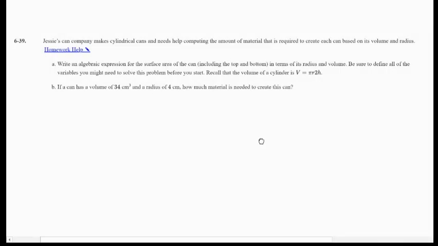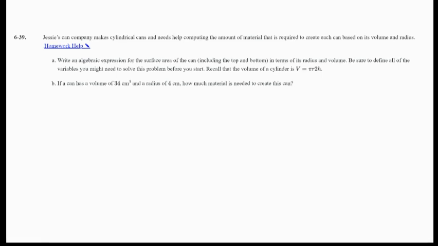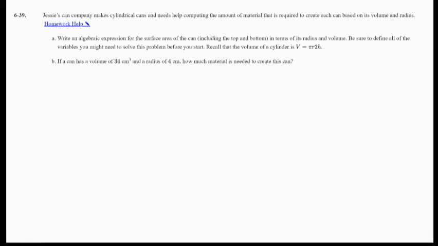All right, so this one talks about how Jesse's Can Company makes cylindrical cans and needs help computing the amount of material that is required to create each can based on its volume and radius. So let's take this really slow and really understand what this problem is asking, because the first part says write an algebraic expression. So we're going to have an expression for the surface area of the can.